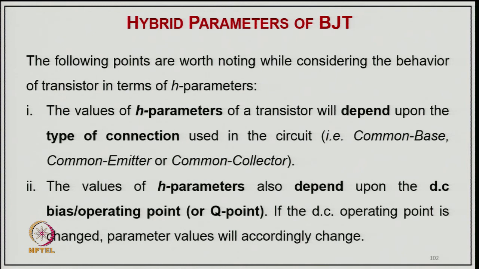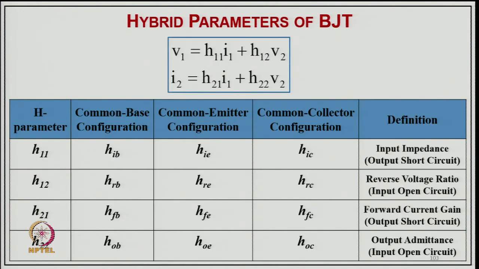The value of H parameters of a transistor will depend upon the type of connection used in the circuit, whether common base, common emitter or common collector, and the value of H parameters also depends upon the DC bias or operating point or Q point. If the DC operating point is changed, the parameters will accordingly change. And this is the H parameter equation for this BJT: V1 equal to H11 I1 plus H12 V2 and I2 equal to H21 I1 plus H22 V2.